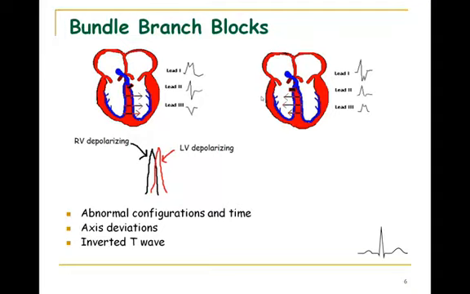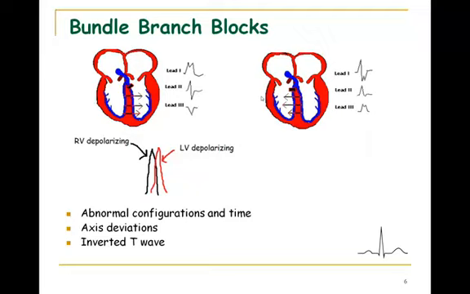So, if we want to make some sort of a list or column to say what do these things have in common, how do they differ? Bundle branch blocks and hypertrophy, what they have in common is prolonged QRS durations. They both have axis deviations, and they both may have inverted T waves.